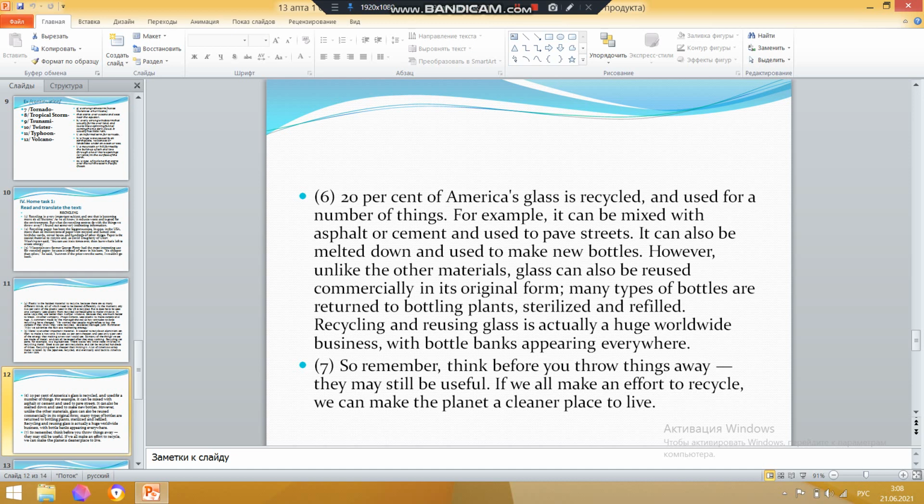Remember, before you throw things away, they may still be useful. If we all make an effort to recycle, we can make the planet a cleaner place to live.